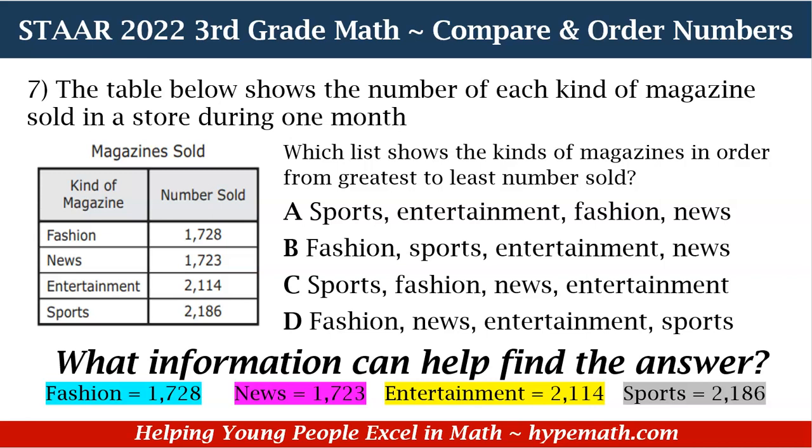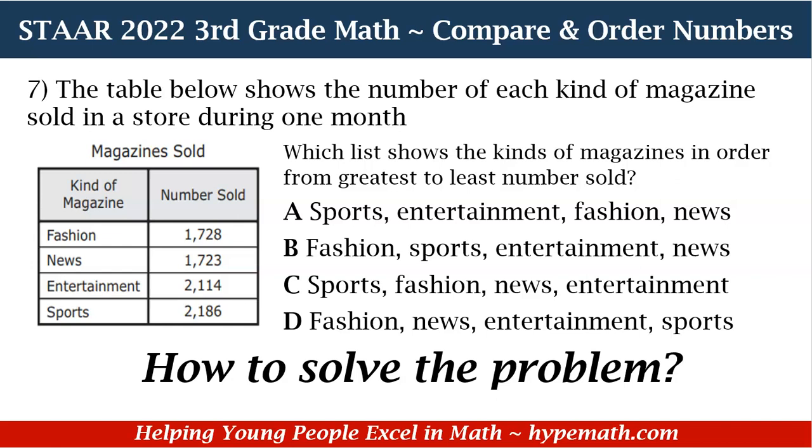So again, we have fashion is 1,728. News is equal to 1,723. Entertainment is equal to 2,114. And sports is 2,186. Now we're going to see how we need to solve the problem.